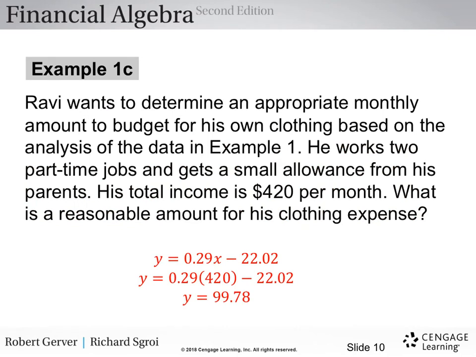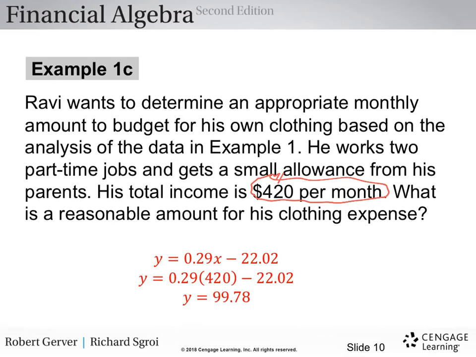Now, again, we want to continue with that same set of data, and Ravi wants to determine an appropriate monthly amount to budget for his own clothing based on the analysis of the data in example 1. He works 2 part-time jobs and gets a small allowance from his parents. His total income is $420 per month. So what is a reasonable amount for his clothing expense?